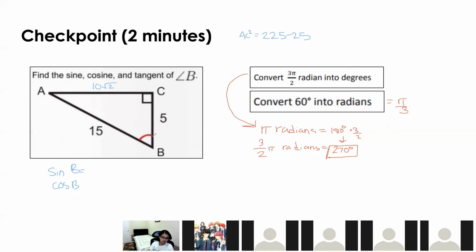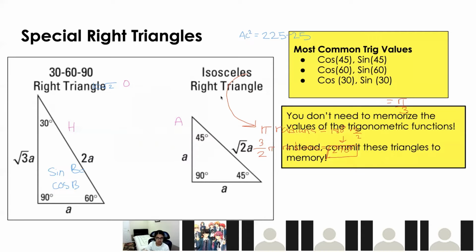So sine of B, we know, is opposite over hypotenuse. So let's just relabel our diagram to include this stuff again. So let's say this is opposite. Opposite is O, and adjacent is A, and the hypotenuse is H.